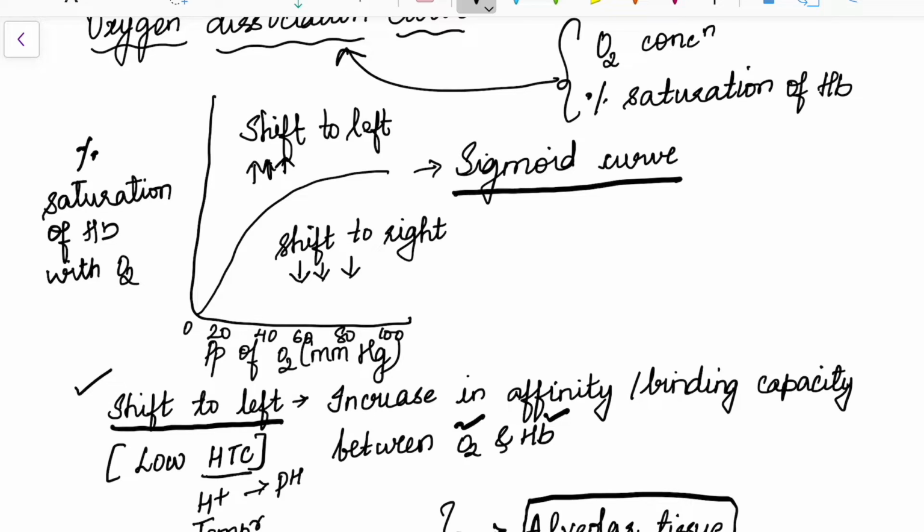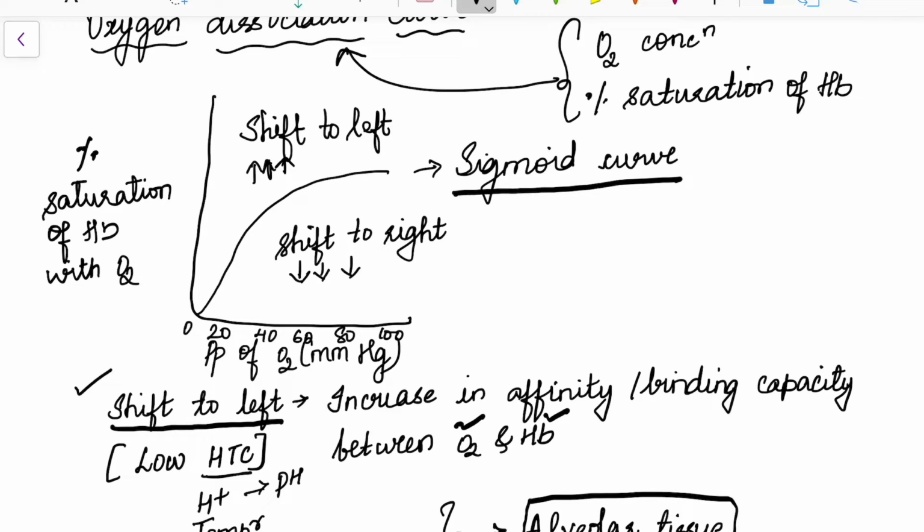I hope I was clear with this. Please do remember the key factors and simple funda, that is low HTC. If shift to left, low HTC. Now similarly, I have written over here shift to right. Now you need to understand it's quite opposite to that of the shift to left. If shift to left is low HTC, obviously shift to right is going to be high HTC. Why is the graph shifting towards the right? Because there is decrease in binding capacity between oxygen and hemoglobin. That means there is low binding capacity between the oxygen and hemoglobin.